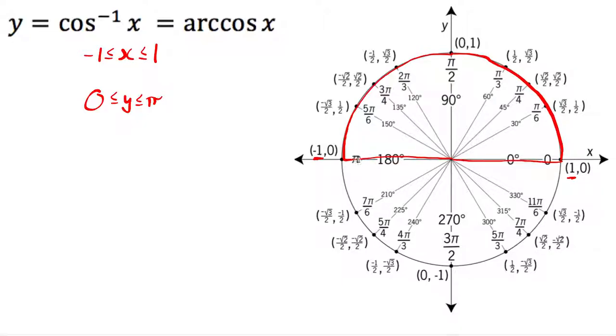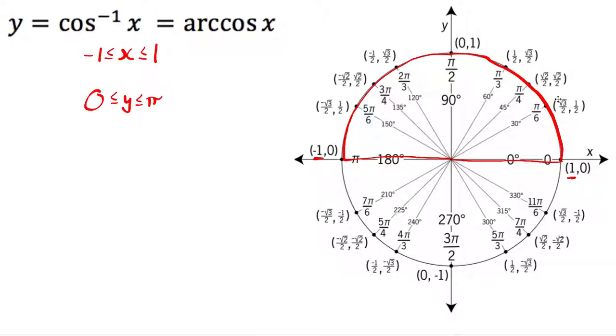What is the inverse cosine of negative 1? What is the angle that gives me a cosine value of negative 1? Well, the answer is pi. It's that angle there. What is the angle that gives me a cosine of 1? Oh, it's 0. So this domain and range, these are important values here.